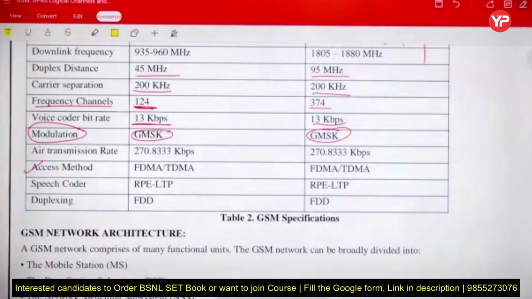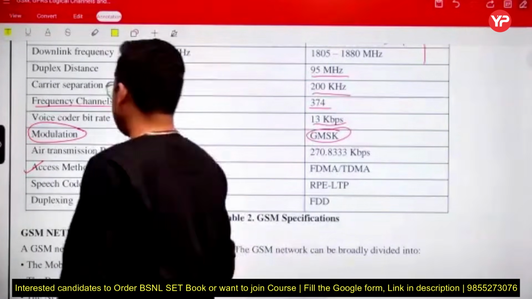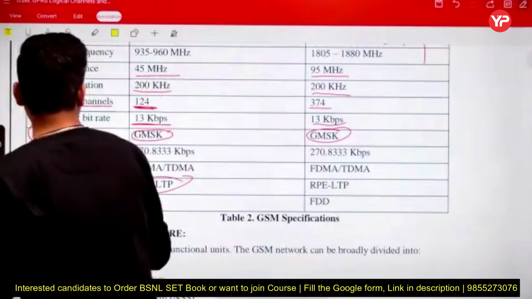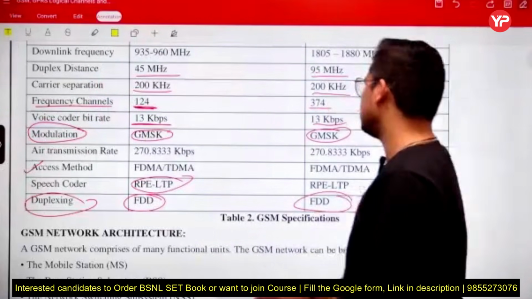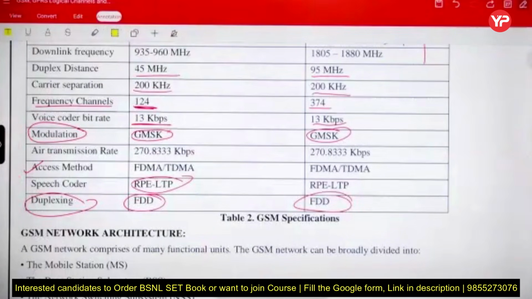Speech coder, RPE-LTP, I don't remember the exact name of this one. And which type of duplexing is used here? That is frequency division duplexing, which is used in GSM. Check this table. This is most important about GSM. Check it and let me know. Is that clear to everyone or not?